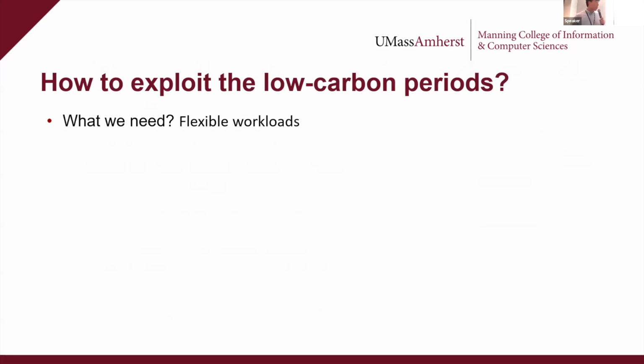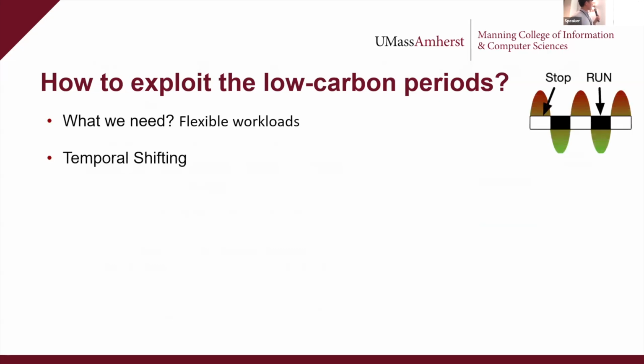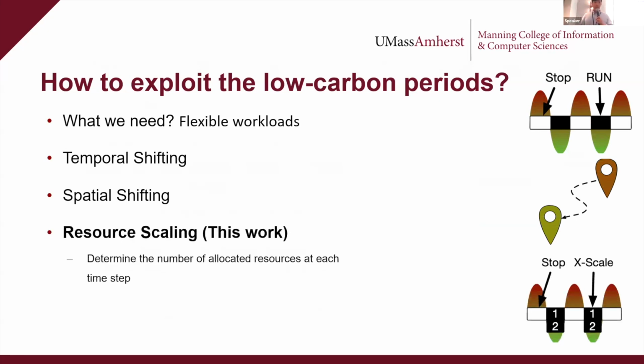There are 3 main mechanisms to do this. The first is temporal shifting. Say that you can stop or start the job at different time periods. This is basically a binary decision at each time slot, and ideally you're running at low carbon periods and stopping otherwise. Next is spatial shifting, moving the workload to a greener location that has less carbon intensity. And finally, the focus of this work will be resource scaling. Instead of just a binary decision, we scale the number of allocated resources that could be assigned in each time step.